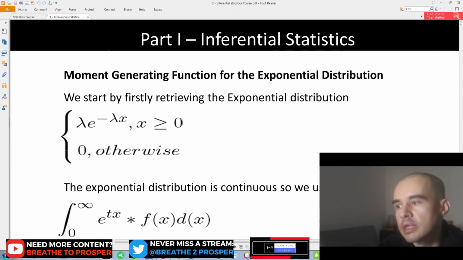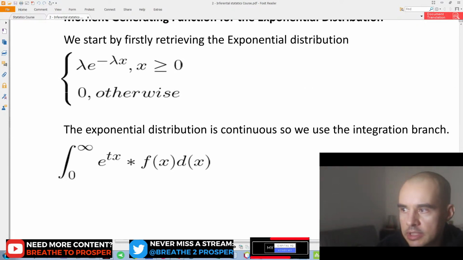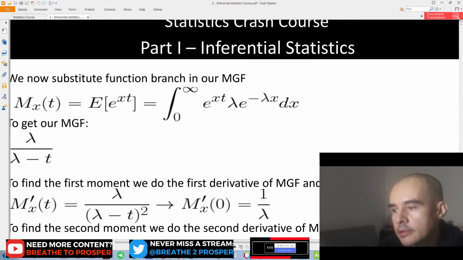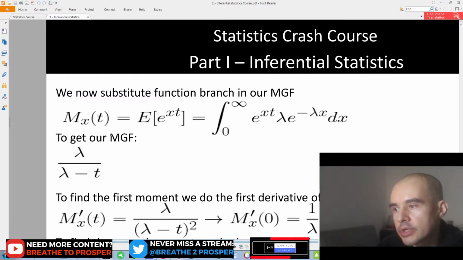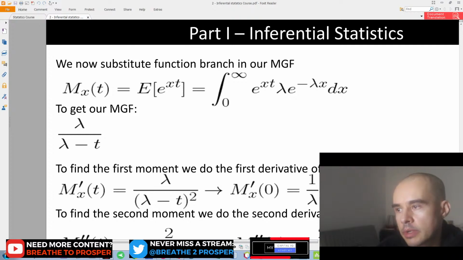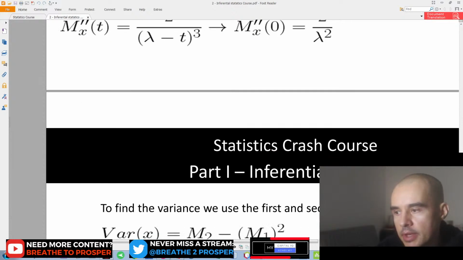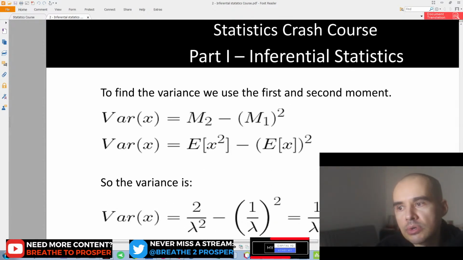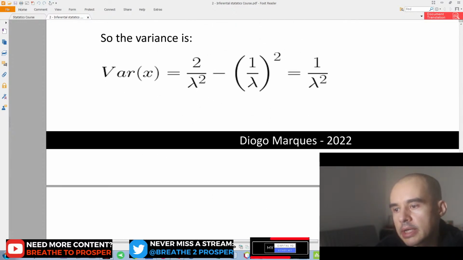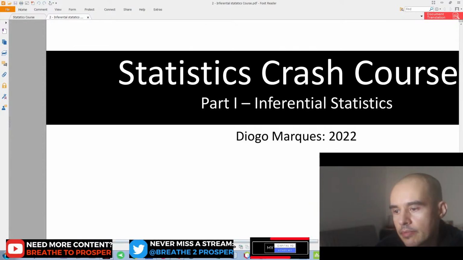Same thing if we did the exponential version. This is the exponential, the PDF branch. We have the function that we plug in here, same thing. Take the first derivative, the second derivative, plug in 0, and you get the values. To get the variance, you know that it is the second moment minus the first moment squared. So plug in the values and you get the numbers.